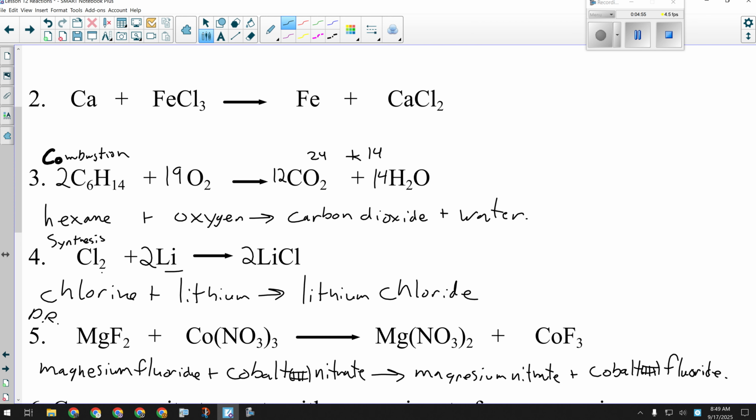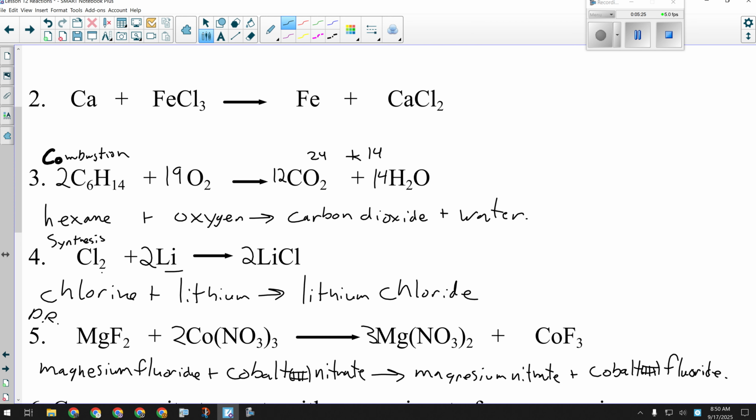What should I balance first? What's my biggest number? 3. Does it matter whether I do nitrate or fluorine first? Doesn't make any difference. They're both a 1. So let's start with the nitrate just because that 3 is first. There's 3 nitrates here, but there's only 2 on that side. What's the lowest common multiple of 2 and 3? 6. If I multiply this side by 2, I get 6. If I multiply this side by 3, I get 6.